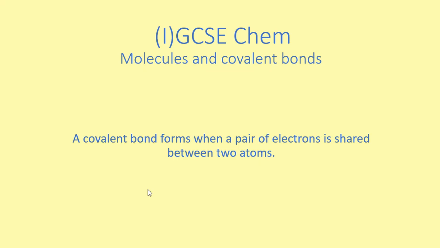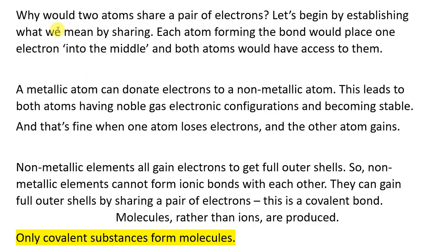Ions were always formed when electrons were transferred. That's not the case now. We're looking at covalency. We're looking at electrons being shared between atoms. Now, why would two atoms share a pair of electrons? Well, let's see what we mean by sharing.